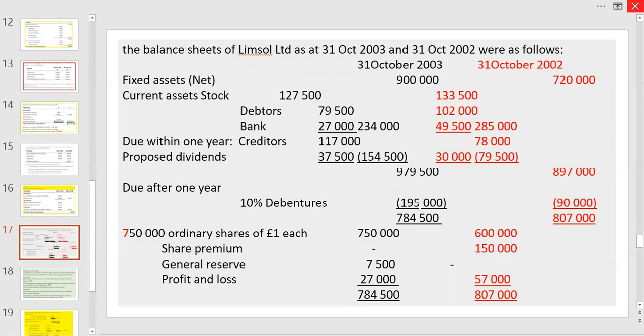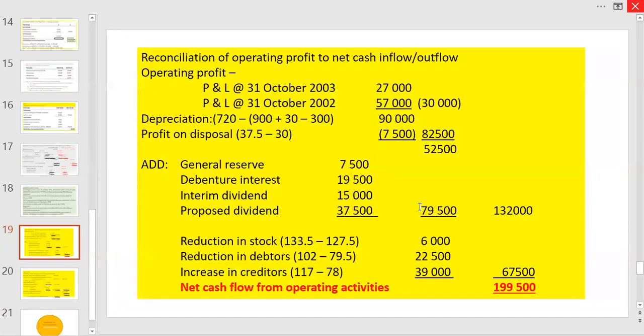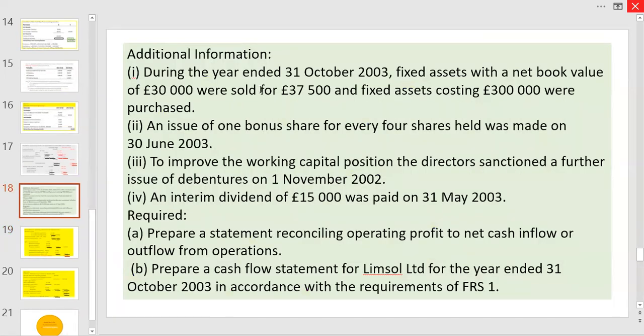Now look at the answer. The difference between profit and loss account is current year's profit or loss. Depreciation is added. Look at the calculation. For the fixed assets of 900, a new purchase of 300 removed and the one sold is added, leaving a balance of 630. When you minus it with 720, the difference of 90 being depreciation. Profit on disposal is removed from here as the full amount of 37,500 shown as sale proceeds of fixed assets.